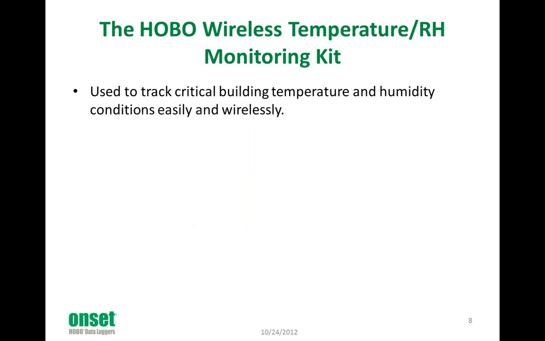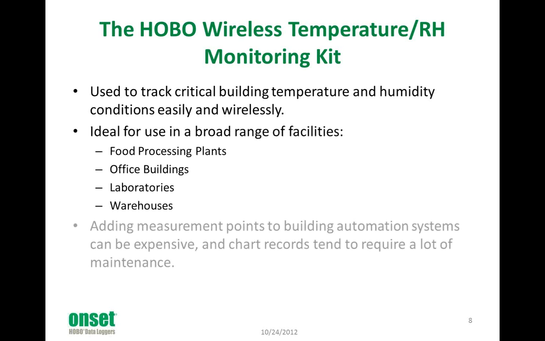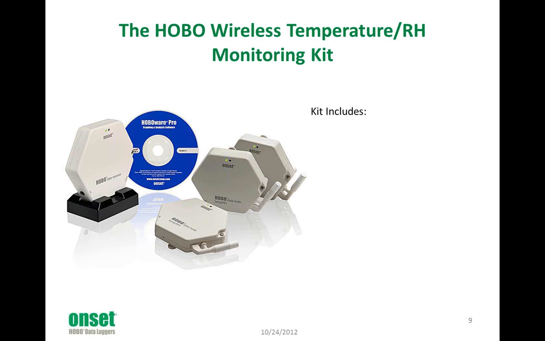This kit can be used to track critical temperature and humidity conditions and is ideal for use in food processing plants, office buildings, laboratories, and warehouses. Adding these measurement points to building automation systems can be expensive, and chart recorders tend to require a lot of maintenance. These units are relatively inexpensive, easily able to be spread over a large area to get you more data points.